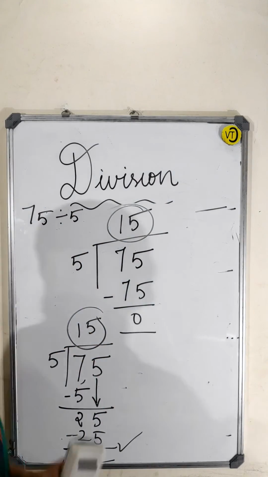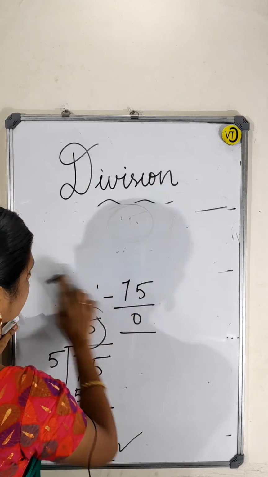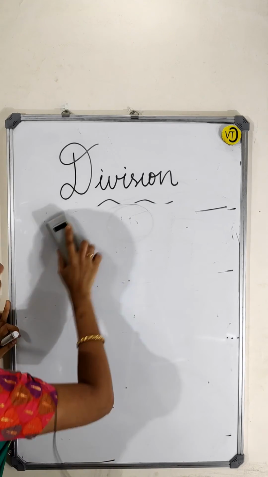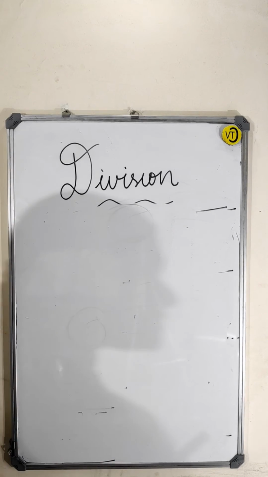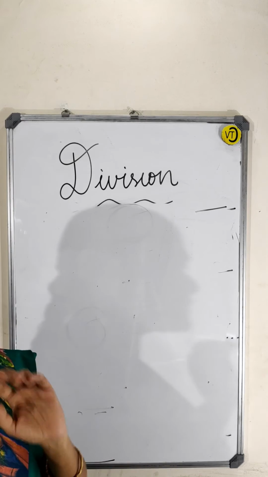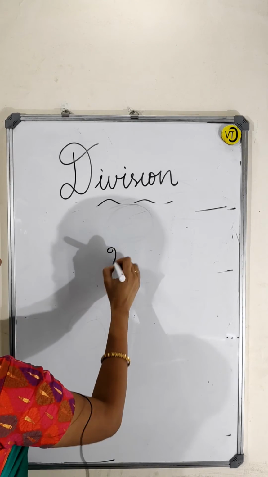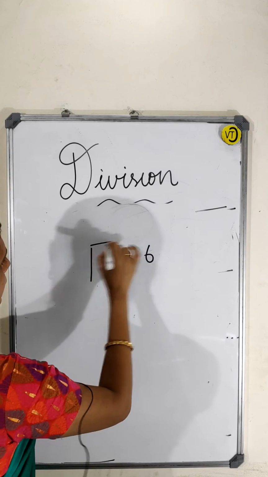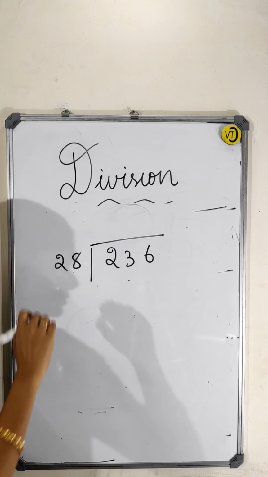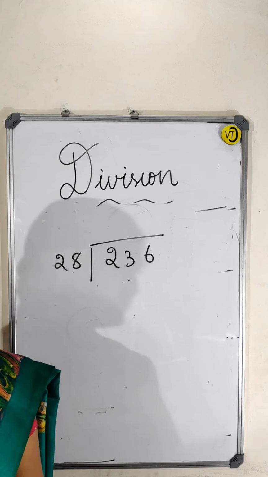Okay, now the next one is division of a 3-digit number by a 2-digit number. Now we will take a little bit bigger number, guys. 236 divided by 28. How can you do it?